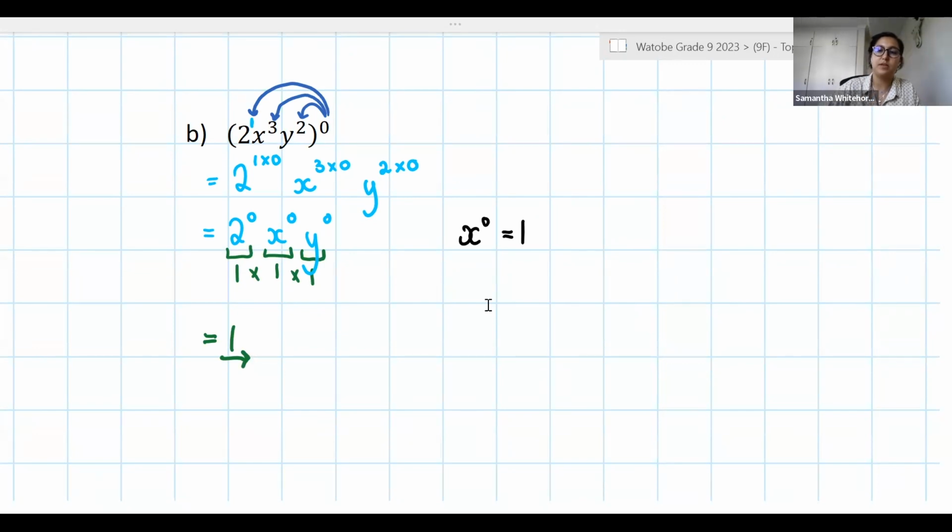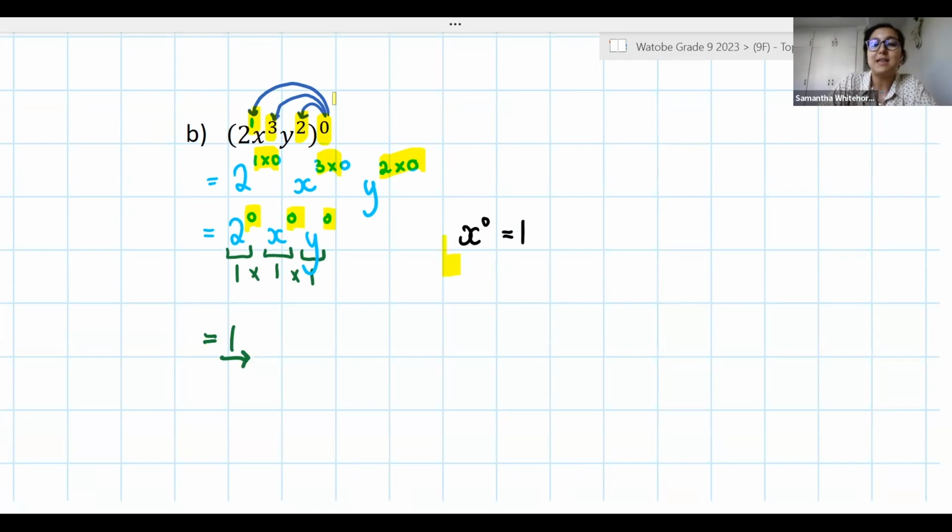Okay, Chichi, the second one, I'm assuming you mean B. So we distribute the 0 into the bracket. We make sure that we are multiplying this exponent outside with all of the exponents inside my bracket. That means that all of these exponents are essentially being multiplied by 0. Whenever I multiply something by 0, I get 0 as my answer.